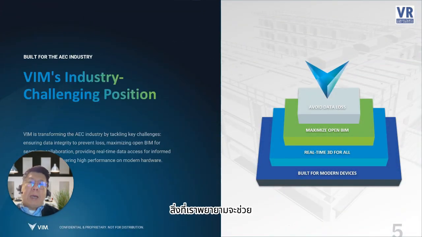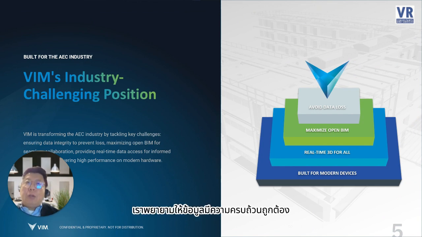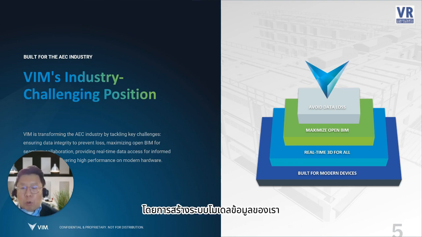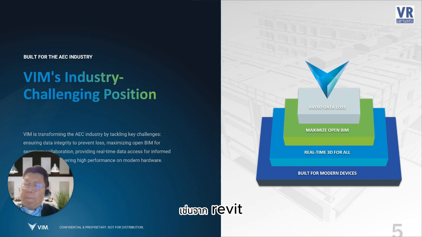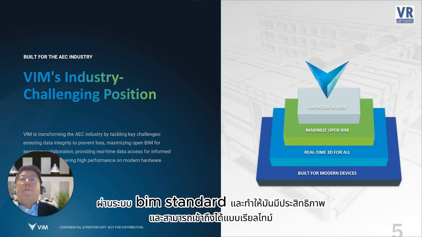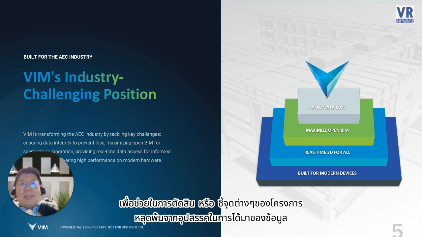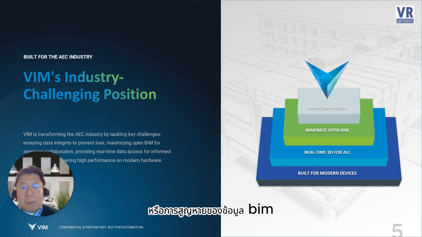To address this challenging position, we try to ensure data integrity and prevent data loss by building our unique data model. We can extract 100% of the BIM data, such as from Revit, through the Open BIM standard and try to maximize it. Then we provide real-time data access for making decisions or reviewing the project without the barriers of missing information from the BIM data.